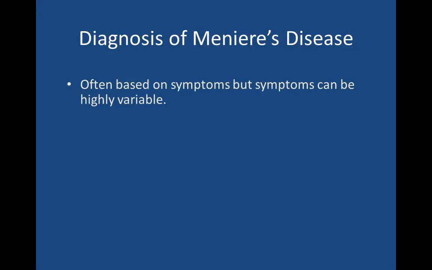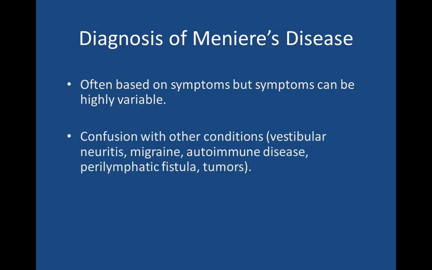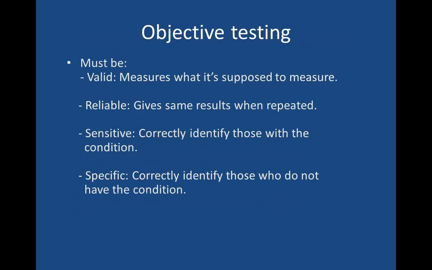So oftentimes it's the case that with Meniere's, the diagnosis is based on symptoms, but the symptoms can be highly variable. The four classic symptoms are not necessarily always present at the same time, and if they are, they can be confused with other conditions. And so this emphasizes the need for a more objective test to assess whether or not this is indeed endolymphatic hydrops and/or Meniere's disease, if we don't know what the cause of that hydrops is.